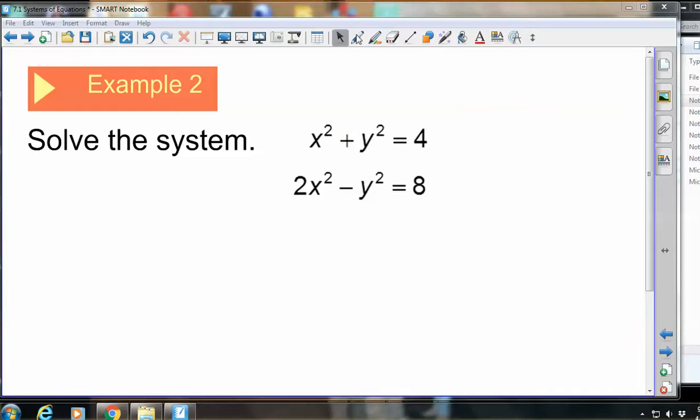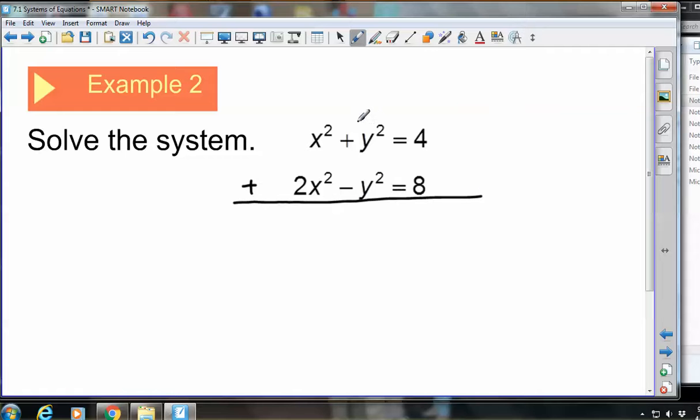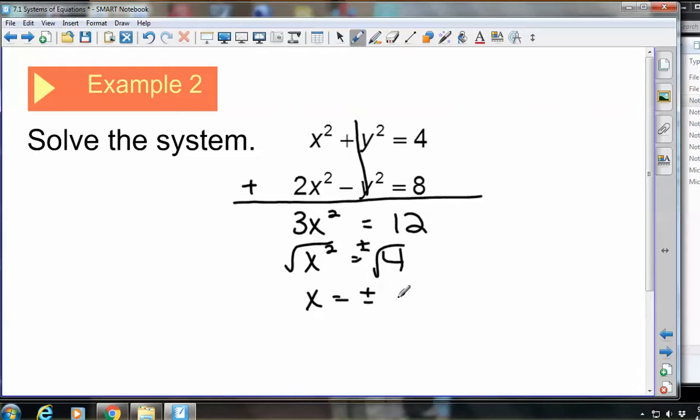Okay, most of you just started right away adding these two equations because y squared and negative y squared cancel. So you get 3x squared equals 12. Divide by 3. Then to get rid of a square, we would square root with that, plus and minus. So we get positive and negative 2 for our answers.